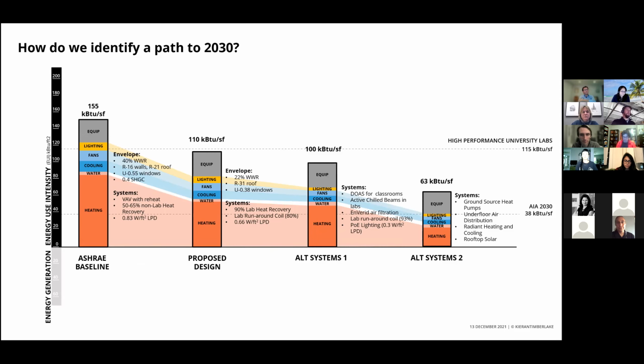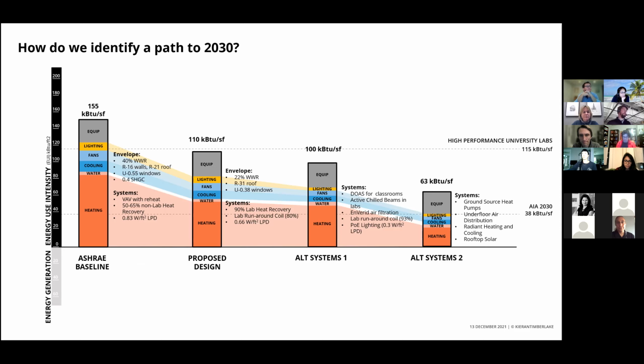Another thing we've started to do is asking our consultants to identify how to get to 2030, or to get to zero carbon or zero energy. In this imperative, we ask them to forget any project constraints or budgets and find the architectural and mechanical solutions that deliver us to that goal.